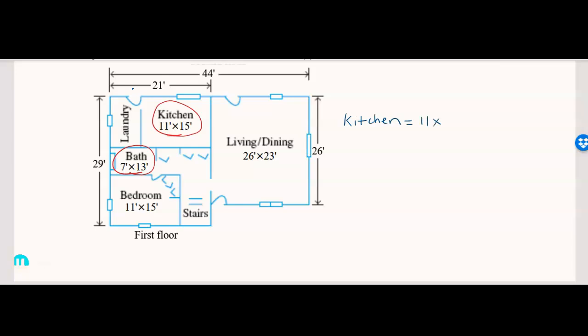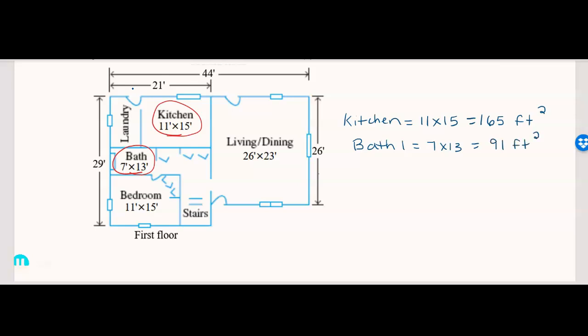That would be 11 times 15, and that will give us the area for that room. So that would be 165 feet squared, because that's what everything is always with this particular place. It's all in square feet. We'll say bath 1, and we'll just use the one from right here, which is 7 by 13. And that would be 91 feet squared.